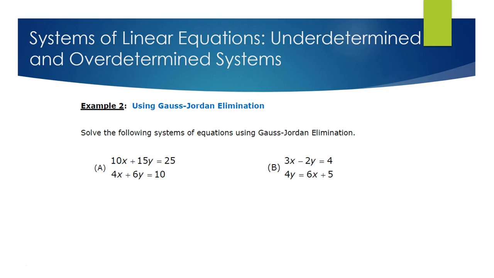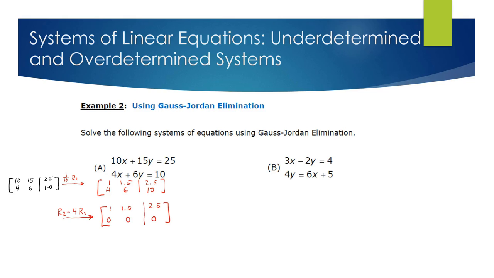So using the same systems, when we know what the results are, if I rewrote A as an augmented matrix, I would do 1/10 row 1 and get the results I see there. I would do row 2 minus 4 times row 1 and get this result right here. And here's where we have an issue. On this side right here, I have a row of zeros.